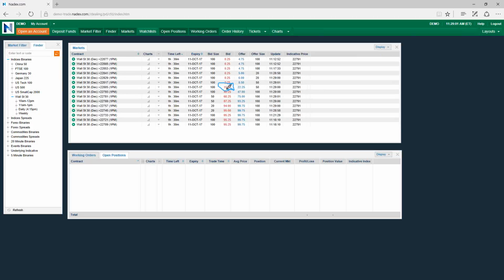Now, the other thing is you can say, okay, I think it will be below 22,793. That would be the at the money where it was when I started highlighting it. So it really depends on what your risk parameters are. I don't do the in the money. I prefer either at the money or out of the money. Typically, it's out of the money.